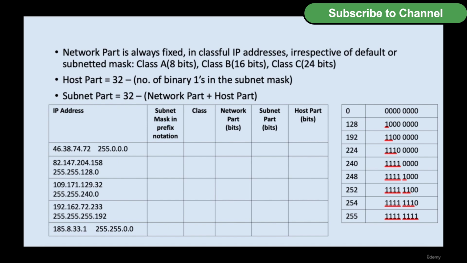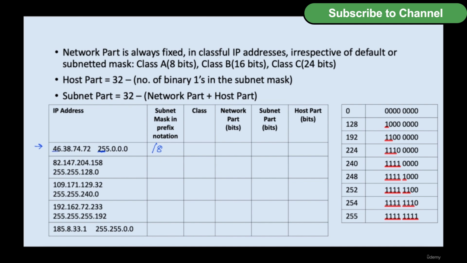Now we will solve some practice problems. First question is 46.38.74.72 and its subnet mask is 255.0.0.0. First value that we have to determine is the subnet mask in prefix notation. So subnet mask in dotted decimal is 255. If I convert it into binary, it means it is 8 binary ones. So that's why subnet mask in prefix notation is /8.